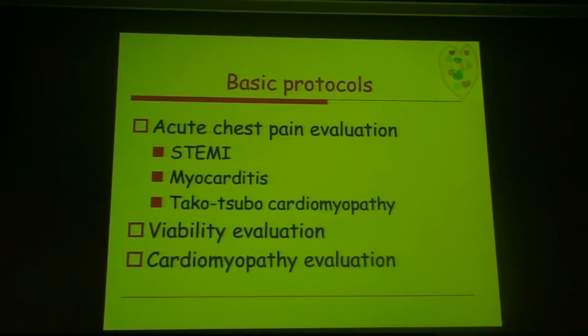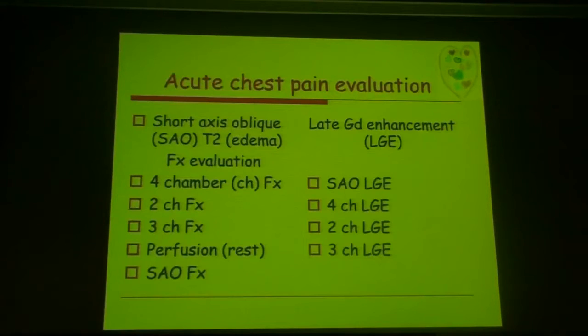We'll discuss different protocols in order to evaluate pathologies, not in the acute setup, but in patients with either known or unknown coronary artery disease in order to evaluate viability, and then the evaluation of patients with other cardiomyopathies if we have the time. I'm presenting the sequences here, and I'm relying on the information that the previous speaker has presented. So let's see how we're planning this scan.